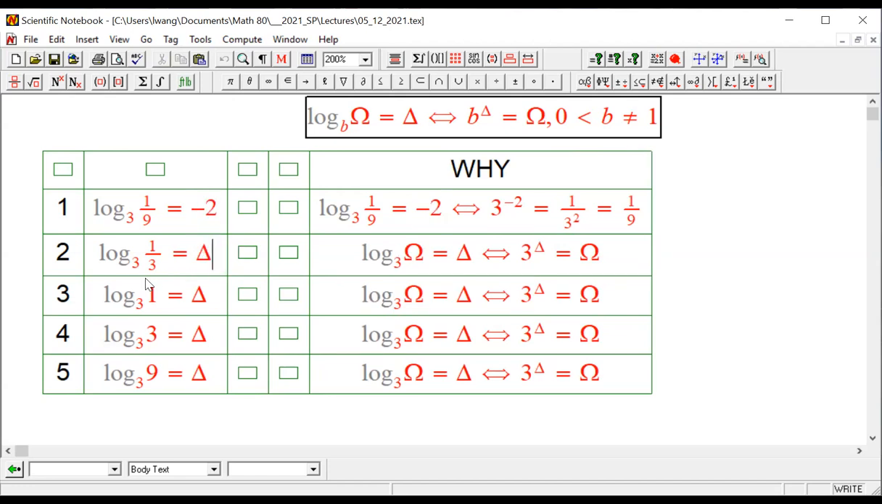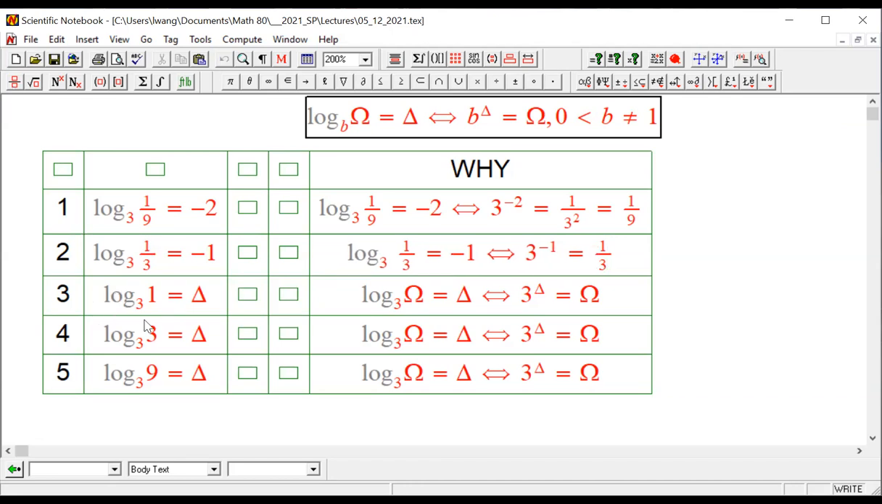Now, how about log base 3 of 1/3? Okay, please use the definition. -1. Very good. So this is 1/3, and this is -1 because 3 raised to the power of -1 equals 1/3.